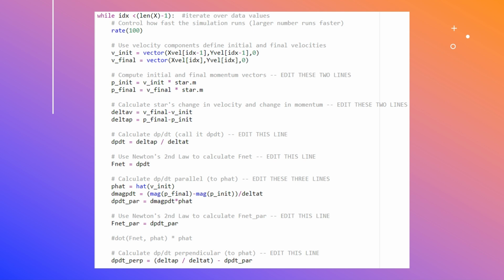And then P final uses the same formula. For delta V, we then use V final minus V initial, which we already know. And then for delta P, of course, any change in any value is going to be final minus initial, right? And so then we have dP/dt, which is delta P over delta t, right? So that is your change in momentum over time. And then Fnet is the same as your change in momentum over time, which is actually important for our what if, or for our what does it mean question later. And then we solve for P hat, the magnitude of dP/dt, and dP/dt parallel. And so those values are very important for creating our model.